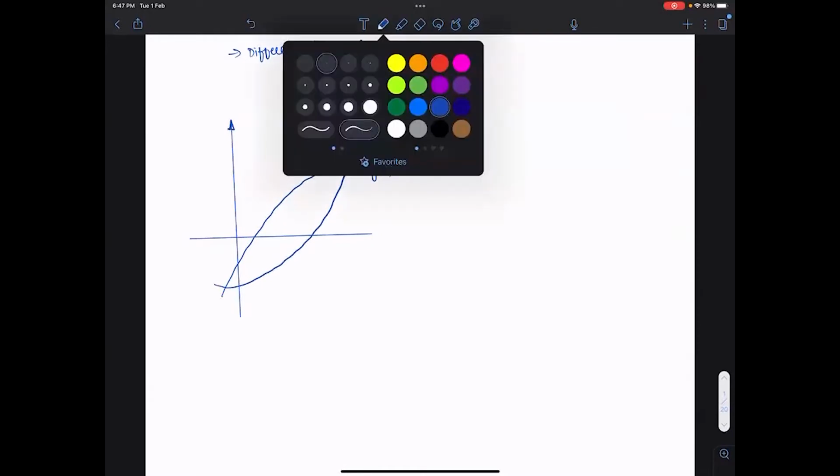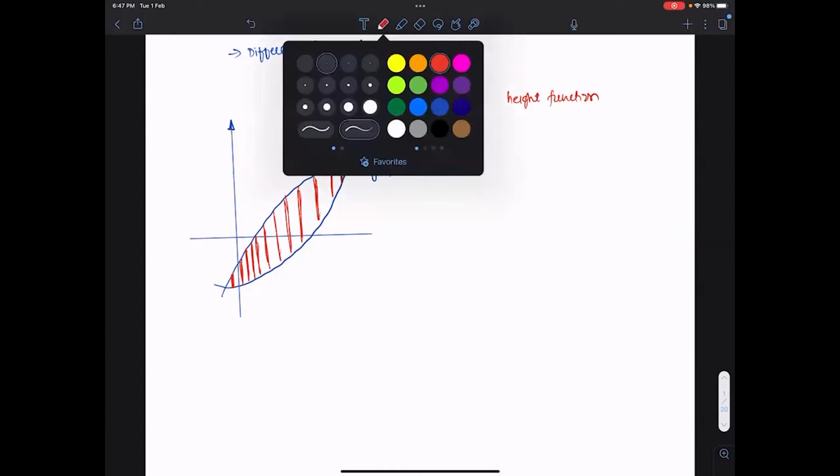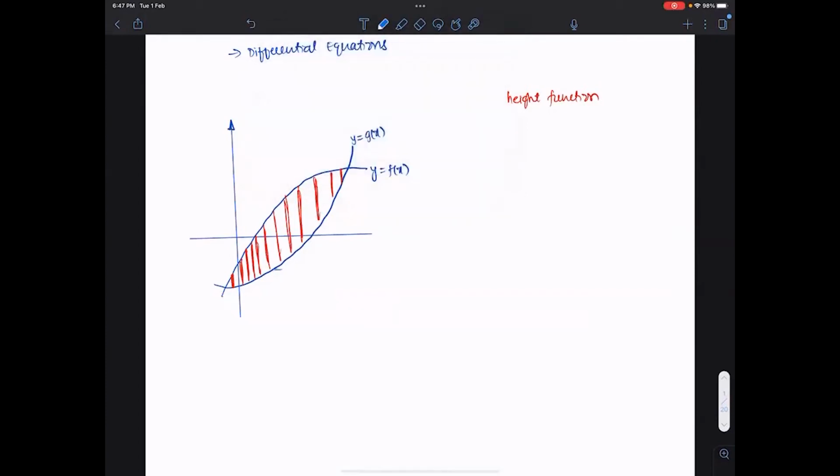Now there is something called the height function. I also call it the height function, which means the height of these rectangles. So if you take the rectangle height to be like this, and if you keep adding all these rectangles, then you will get the required area. So how will you define the height of this rectangle? See, since we are taking strips in the x direction, the width will be dx. Each rectangle will have some width, no? The width of that will be dx.